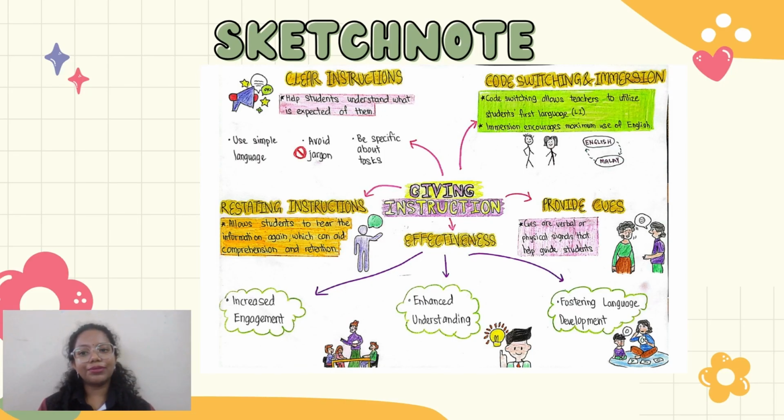So the first element that we can see in giving instruction is clear instruction, which is the cornerstone of effective teaching. If students do not understand what they need to do, their focus and progress can suffer. In the video, we can see Teacher Wall ensures clarity by giving straightforward, simple instructions, often using repetition and gestures to reinforce his message.